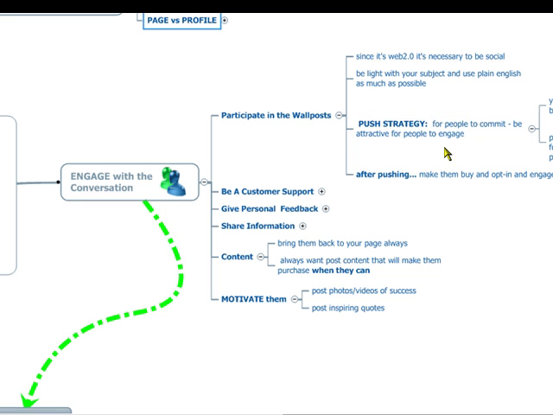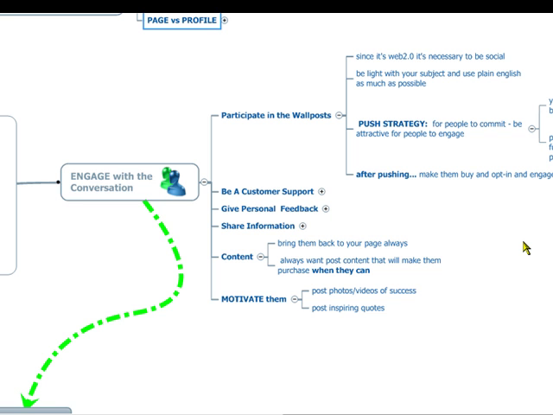Always also do the push strategy. There's a way for people to commit and be attracted to engage with your product. Push the product, however, don't make them feel like they are obliged to buy it. Just continuously give them information. You brought them to your page, so that means they're looking forward to whatever products you have. So always engage with them, so you may take them to the flip side of your fan page and convert them through whatever process you have for monetizing it.